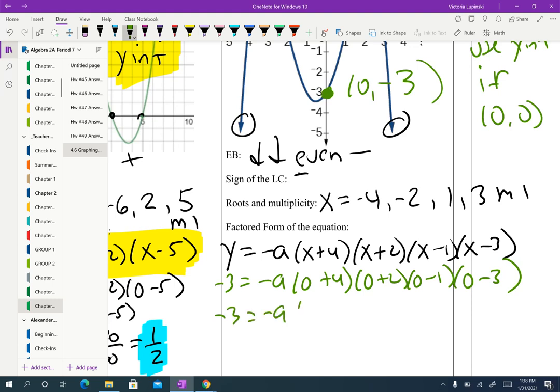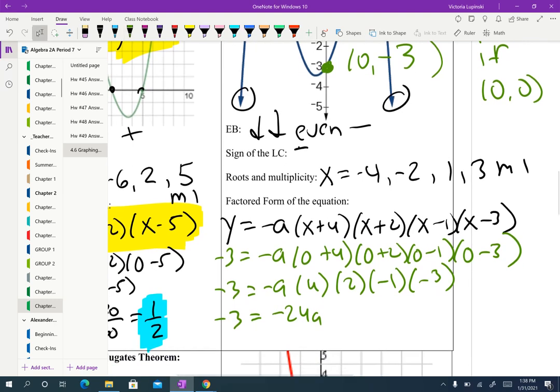On the right, that's going to give me 4 times 2 times -1 times -3. If you multiply that out, you get 8 times -1 is -8, times -3 is 24. So -3 equals -24a. If you then divide by -24, you get that a equals -3 over -24. The negatives cancel, and you can divide both by 3, which means you get a = 1/8.